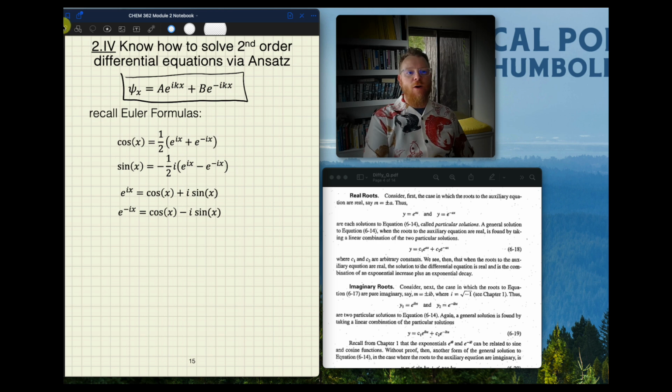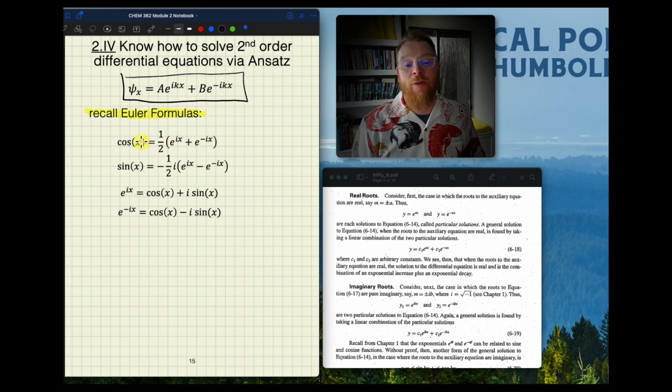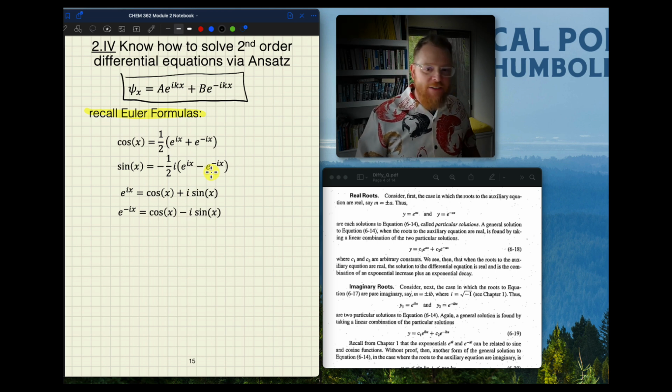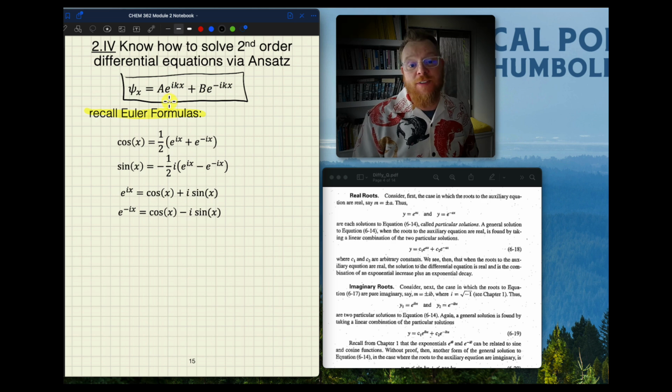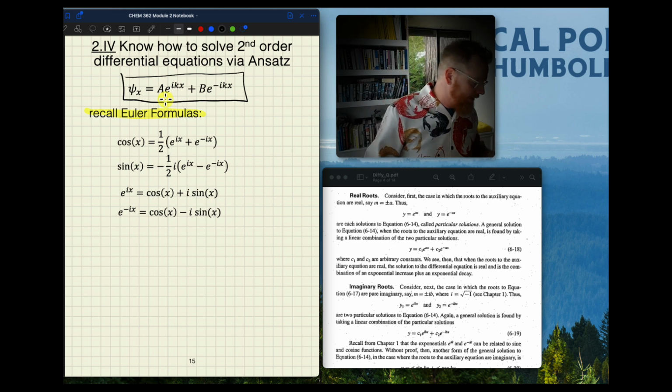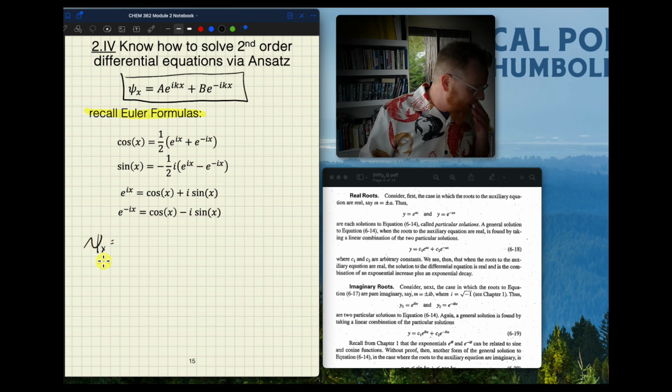Well, if you recall our Euler relationships, a cosine is technically a linear combination of e^(ix) and e^(-ix). So that's why we just replaced this whole thing with cosine. As it turns out, a sine is also a linear combination of these quantities. So what is standard to do is rewrite this in terms of both sines and cosines. So what that means now is we're going to write that psi of x equals the following.